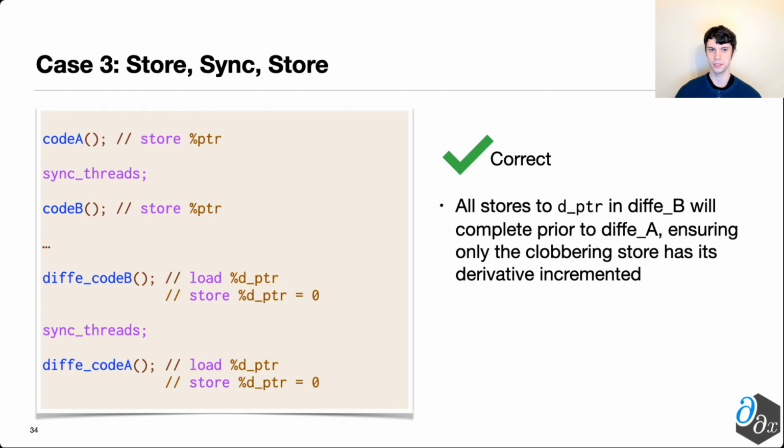The third case is a store, a sync, and then a subsequent potentially clobbering store. So the corresponding reverse pass to this is first a load of the shadow and a store to 0, a sync, and again another load of the shadow and store to 0. And this is again correct. The reason why it's correct is that all of the stores to the differentiable pointer in derivative of B will complete prior to dA. And the correct behavior here is that we want only the subsequent store, or the last clobbering store, to have its derivative incremented. And here, the corresponding pointer will only have its derivative incremented if it indeed was the clobbering store, which is exactly what we want.